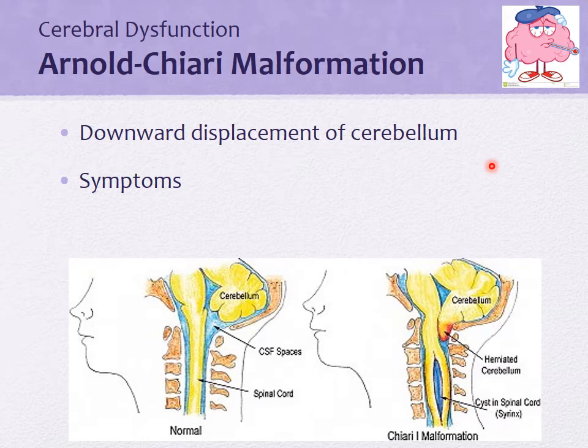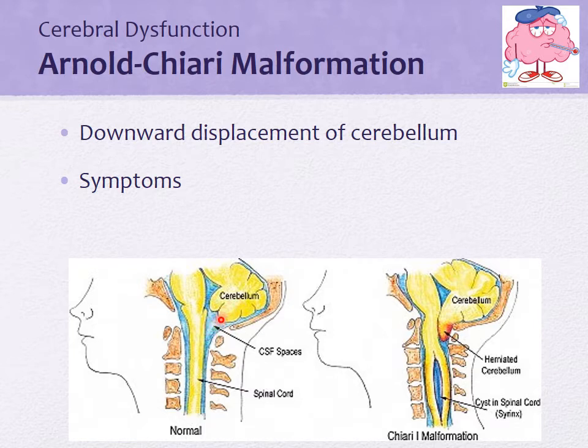Okay, next is the Arnold-Chiari malformation, and this is actually the downward displacement of the cerebellum. So it's kind of like a little herniated cerebellum. You know how we talked about brain herniation? This is what that is, but you can actually be born with it.